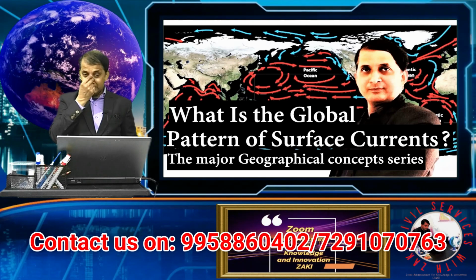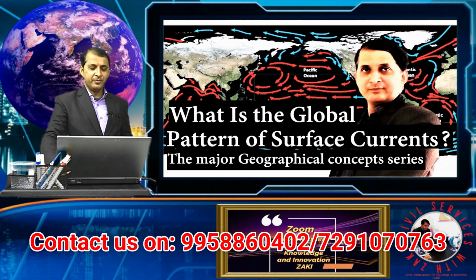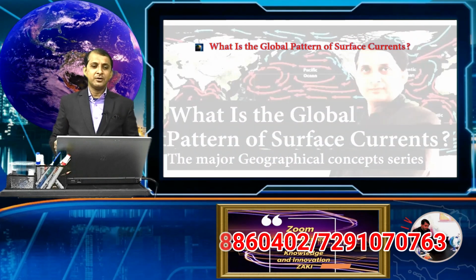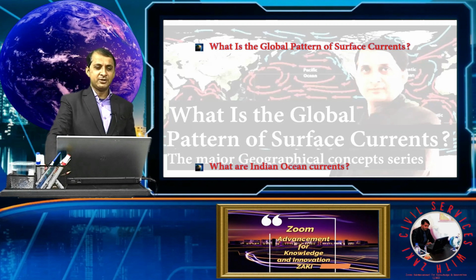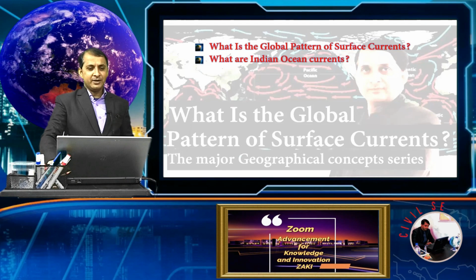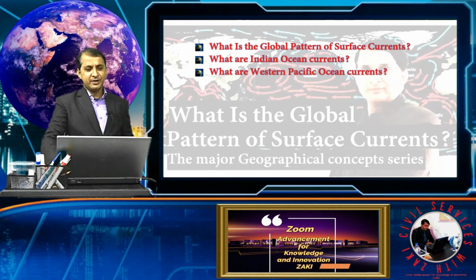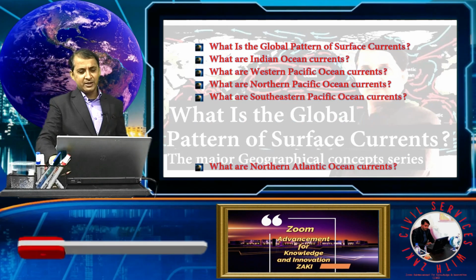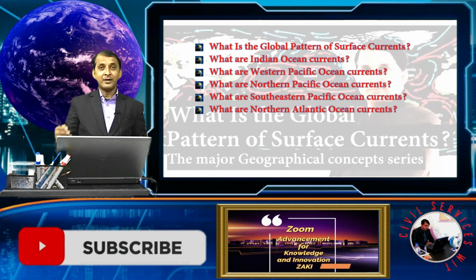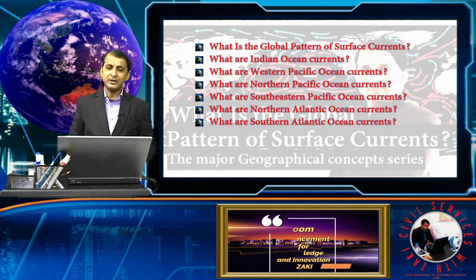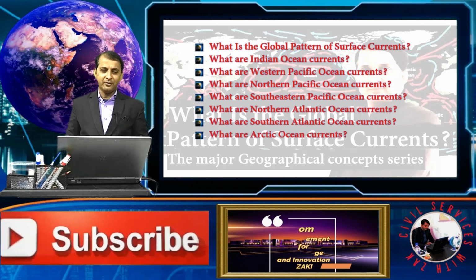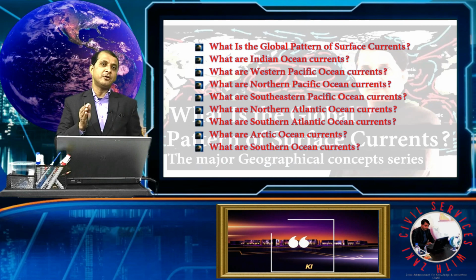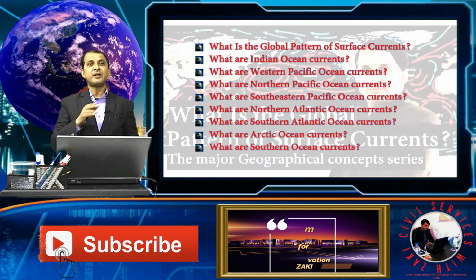So let's see what are today's topics related to this subject. First, what is the global pattern of the surface currents? What are the Indian Ocean currents? What are the Western Pacific Ocean currents? What are the Northern Pacific Ocean currents? What are the Southern Pacific Ocean currents? What are the Northern Atlantic Ocean currents? What are the Southern Atlantic Ocean currents? What are the Arctic Ocean currents? And what are the Southern Ocean currents? So in this video we discuss all currents across the globe.